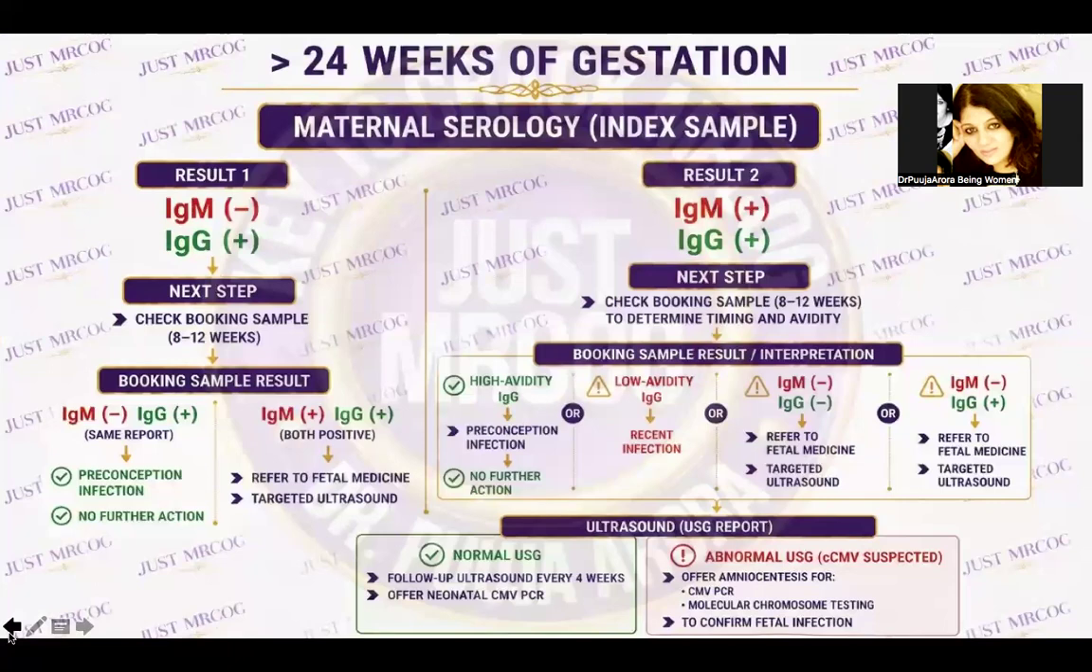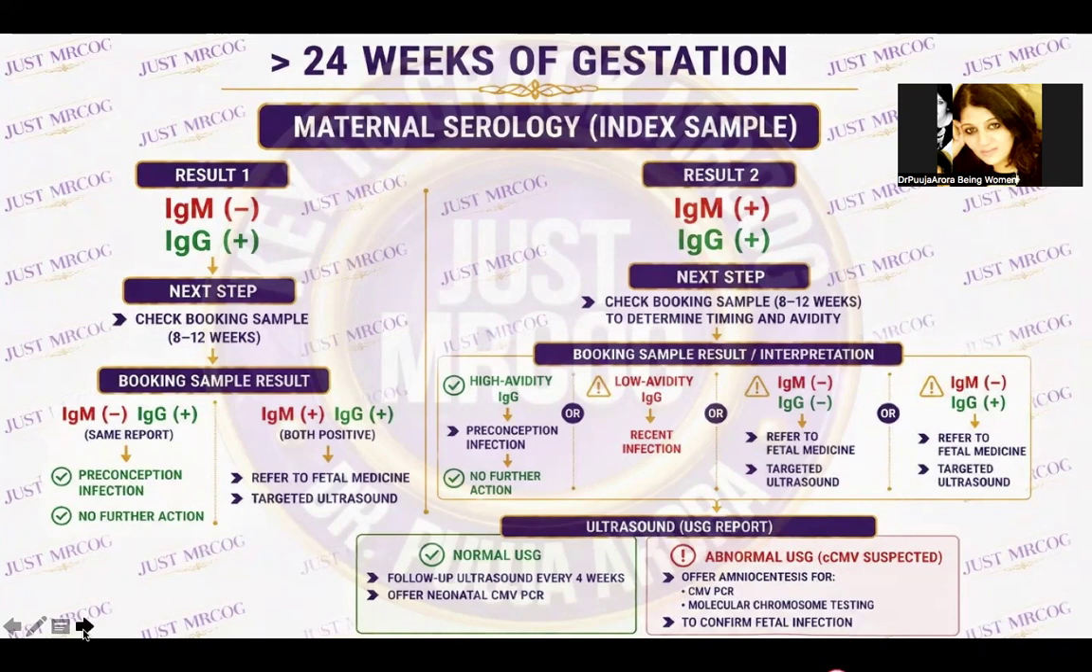So there can be two scenarios. First is 26 weeks, 27 weeks, the patient is coming with symptoms. The GP has already done the index sample test. So this is the sample report. Then you are going to offer this booking sample. Then you are going to offer ultrasound. Then, if the ultrasound is abnormal, we have to offer amniocentesis.